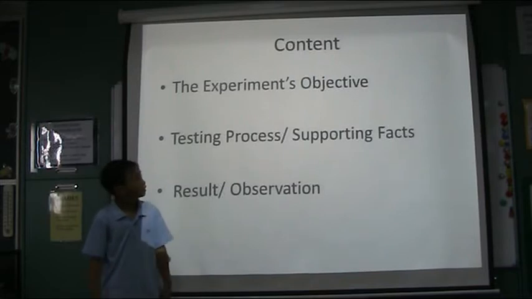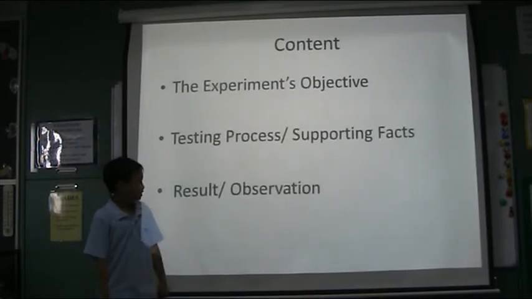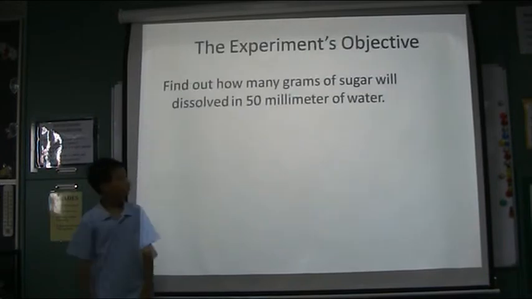The first part is about the experiment objective. The second part is about the testing process and supporting facts. The third part is about the results and observation.